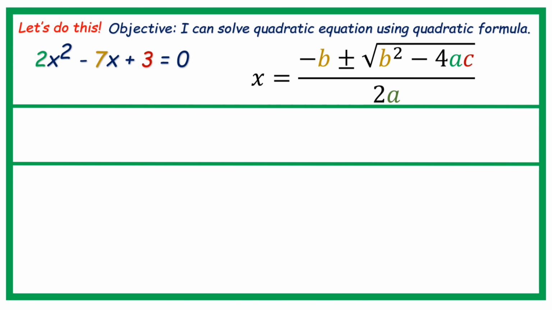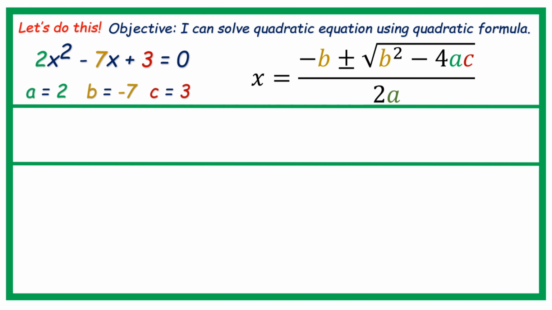So in this example, what is our a? Yep, our a is 2. You got it. How about our b? Be careful with the sign. Did you say negative 7? You are right. How about our c? 3. Got it. And what's the next step?